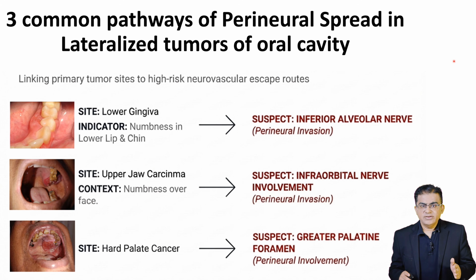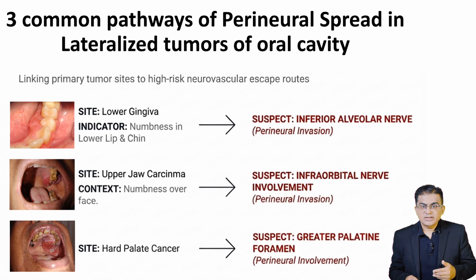Look at the first scenario at the top. If you are examining a tumor sitting on the lower gingiva and your patient complains of symptoms like numbness in their lower lip, chin, your brain must immediately fire a red alert. You must instantly suspect inferior alveolar nerve perineural invasion.